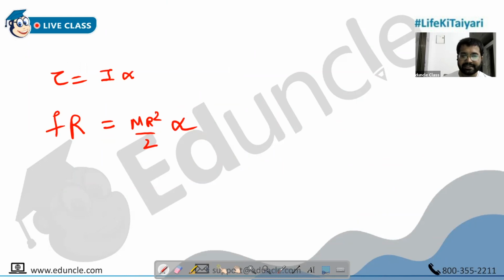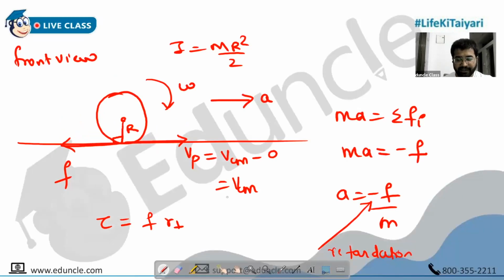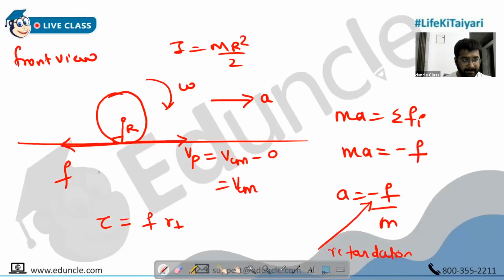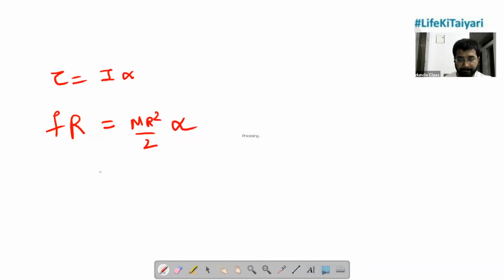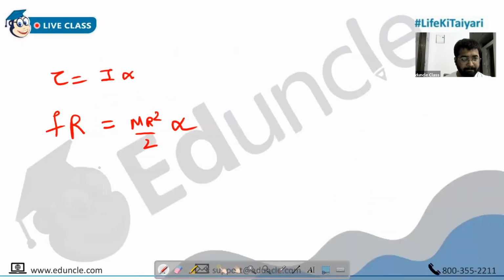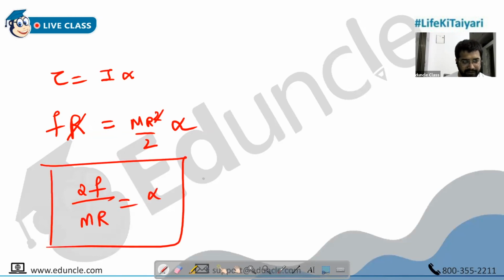So FR is mr square alpha by 2, and we already have that A is minus F by M. So from here we are going to get alpha, people. So what is alpha? R and square get cancelled. So 2F upon Mr, this is alpha. We have got alpha. Alpha is 2F upon Mr.